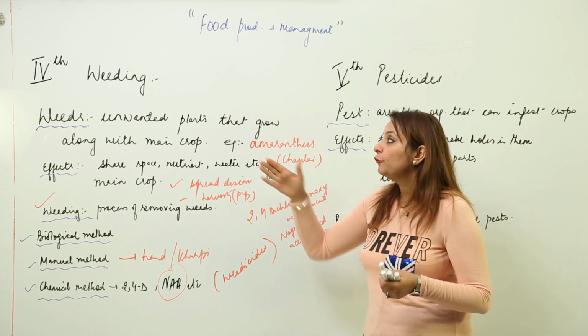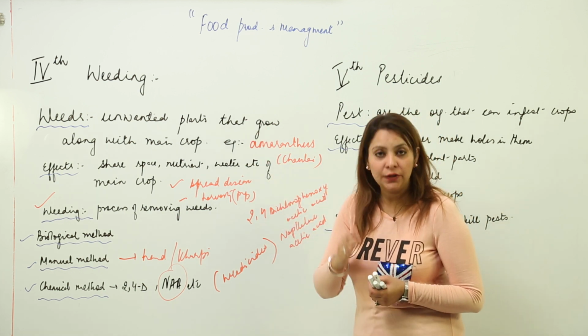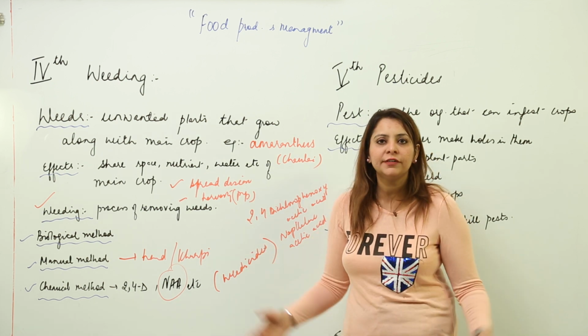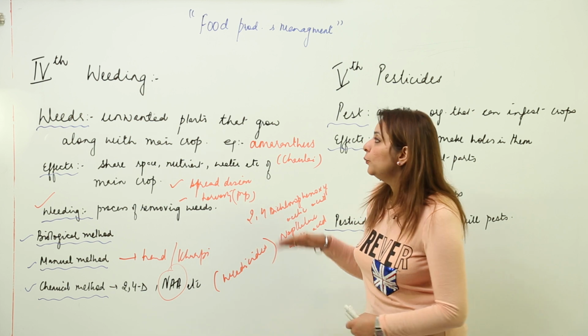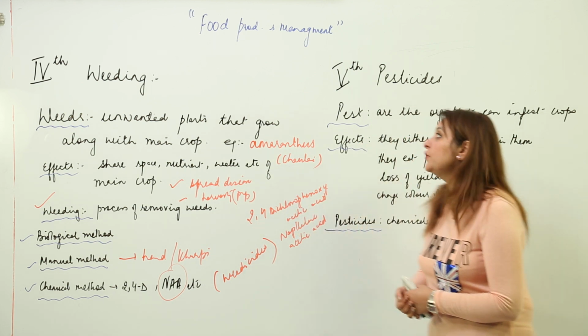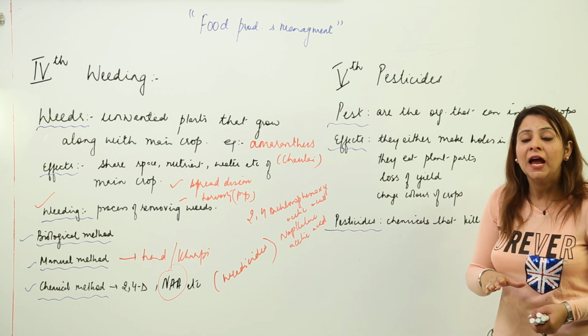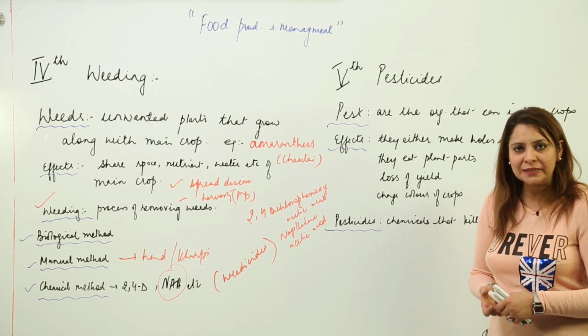So that means the fourth step is weeding, which is very important, because weeds may destroy your crops and ruin all the efforts that you have put in till now. So moving on to the next step, we have the fifth step, that is pesticides. That means we need to remove pests and we need to supply the crop with pesticides.